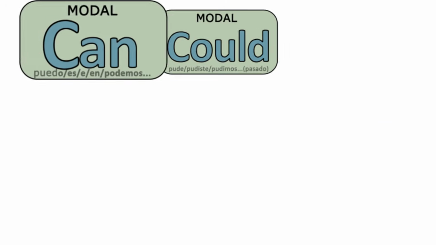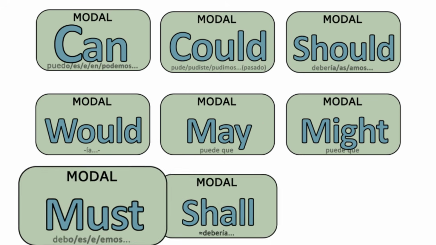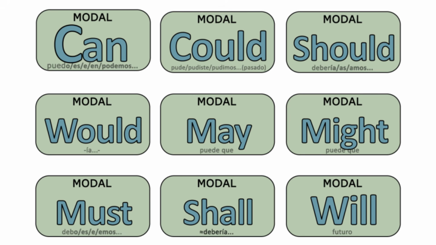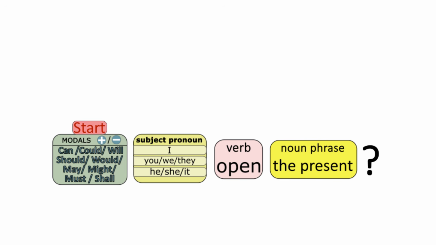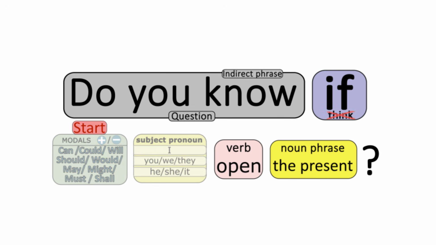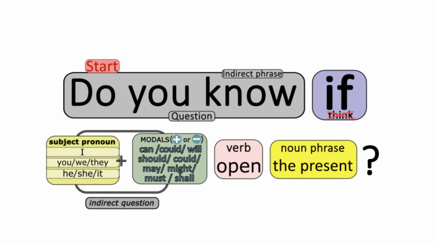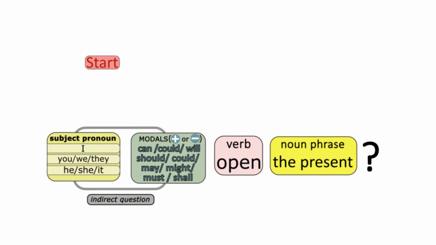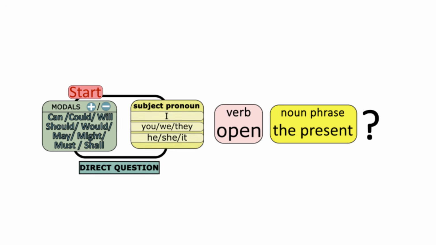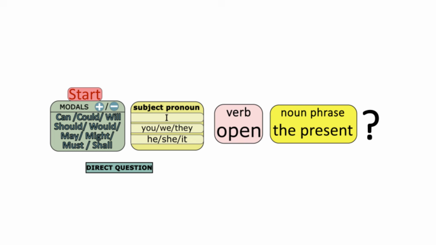The same rule of inversion applies with modal verbs. Can I open the present? If we want to be more polite, we can say, do you know if, invert the modal and the subject, if I can open the present. And now, because we're starting with an indirect phrase, we have an indirect question. If we start with the modal again, we have a direct question.